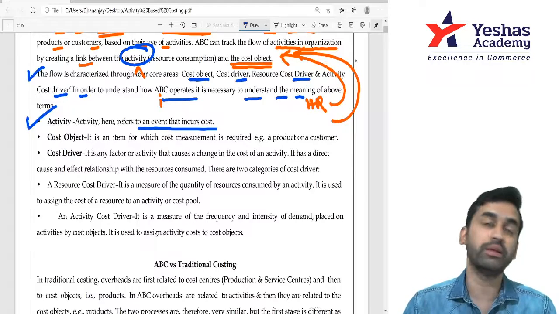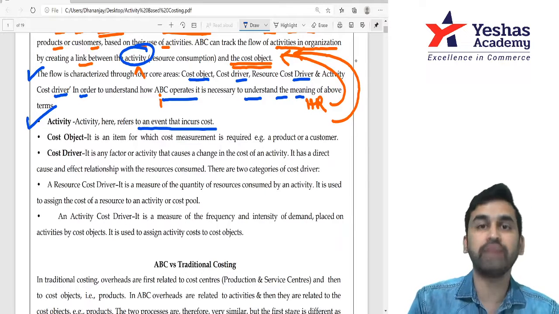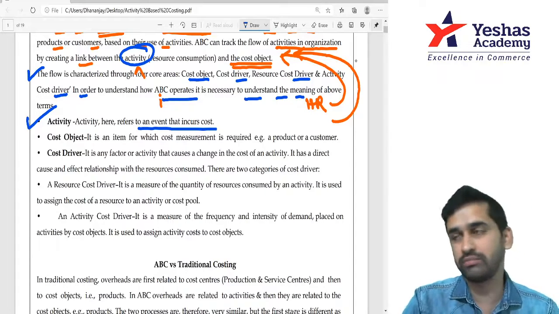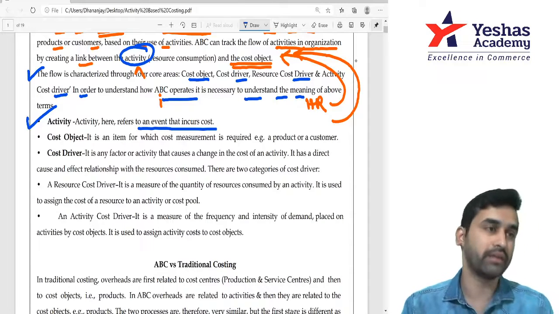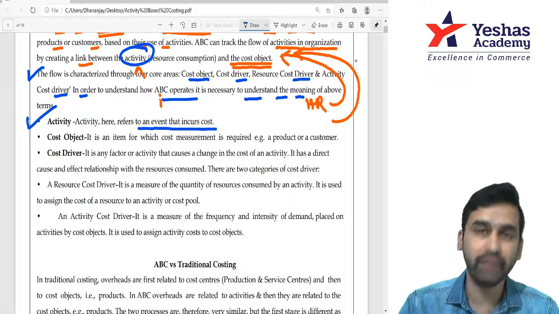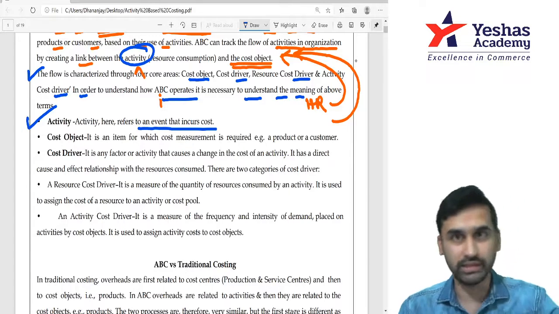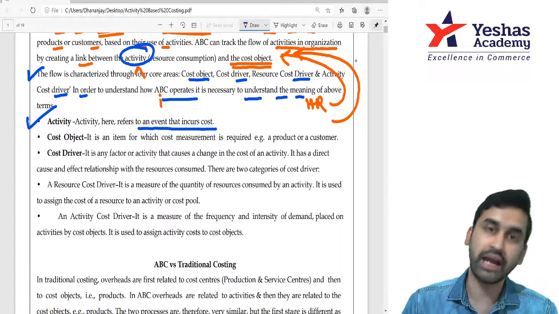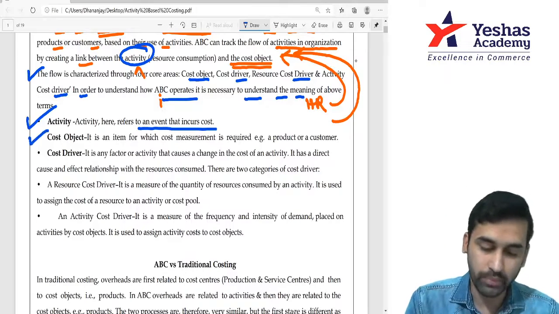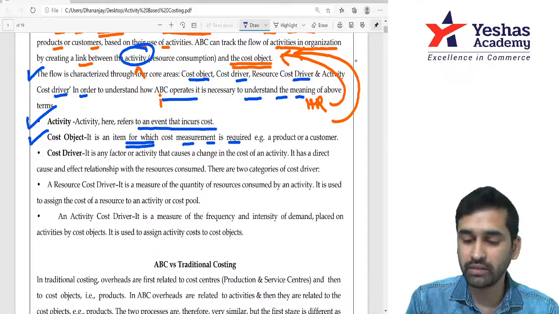In my example, making phone calls is an activity, because whenever I make a phone call, there are telephone expenses, correct? In the second example, I said number of boxes packed. Every time I pack a particular item for my customer, there is a cost involved, packing related cost. So that is activity. Cost object is an item for which cost measurement is required.